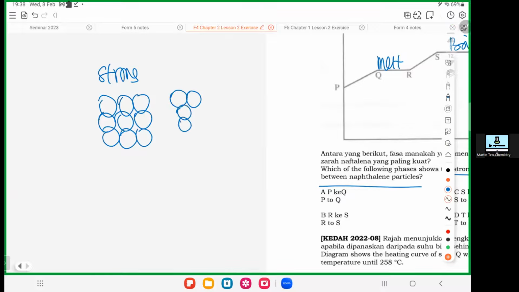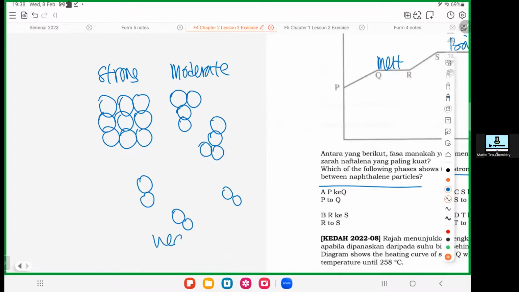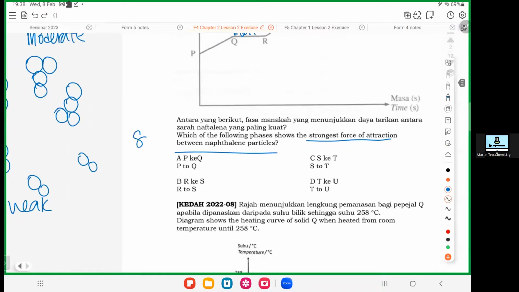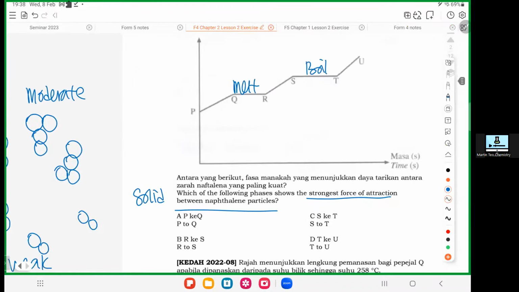Liquid, some glue together, some don't, so the force is moderate. Gas, they only glue a bit, so the force is very weak. So when they say strongest force between particles, actually they are talking about solid. So the question asks, where is solid? Here, isn't it? This is melting. Before melting, everything is solid. PQ.